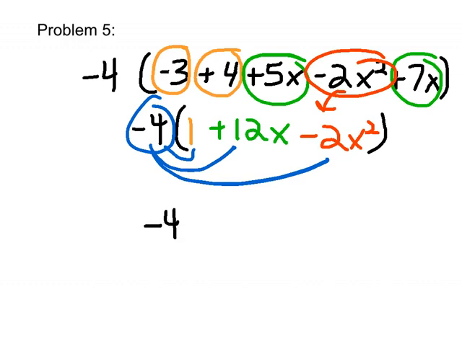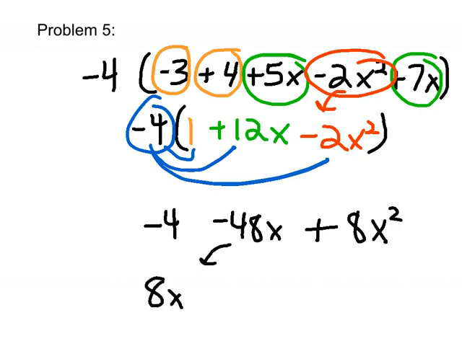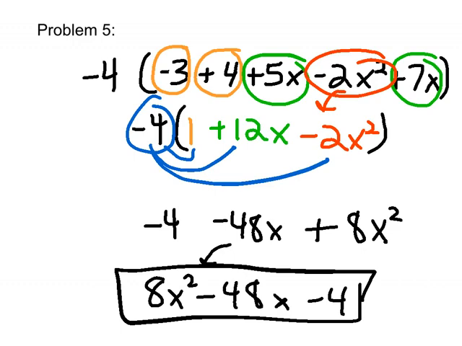Negative 4 times 1 is negative 4. Negative 4 times 12x is negative 48x. Negative 4 times negative 2x to the second power is negative 8x to the second power. I have a plus and a minus next to each other, so the plus goes away. And here I've got a minus and a minus next to each other, so they both go away, and instead I have a plus. I'll then rewrite things so that 8x to the second power is first, then negative 48x, then negative 4. And that's the answer.